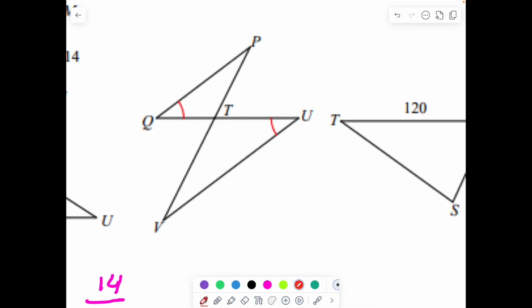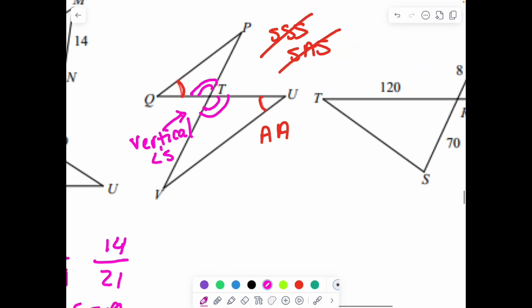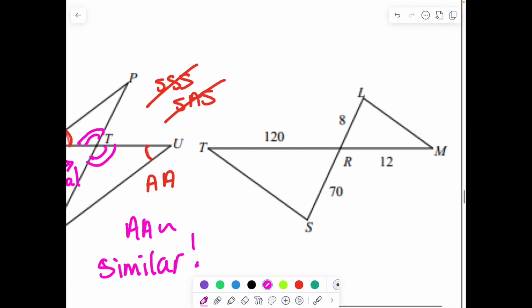All right, here we have no sides, so we know it's not going to be side-side-side, or side-angle-side, because we don't have any sides that have been labeled with numbers. So our only option is that it's angle-angle, right? We have one set of angles that are equal, and I see just like in the first problem, we have another pair of vertical angles right here, right? Those are vertical angles. So 2 angles that are the same. This is angle-angle similarity. So yes, these triangles are similar.